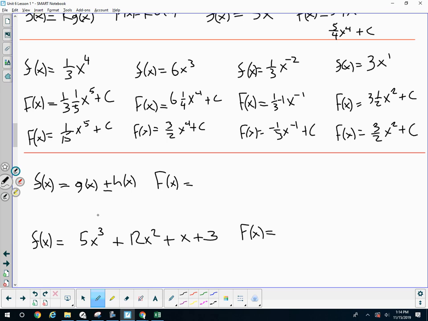If you have multiple things added, just understand that you don't need a plus c after everything. I'm going to take the antiderivative of g plus the antiderivative of h, and I just need 1 plus c afterwards. Because if I have a bunch of plus c's, you can just add them together and you just have a plus c. So after you take the antiderivative of 5x cubed, 12x squared, x, and 3, then add a plus c.